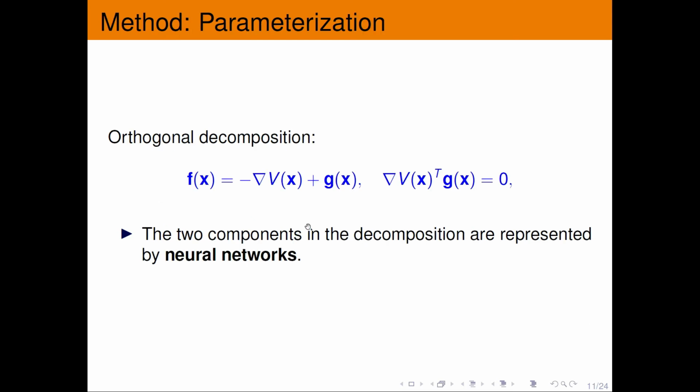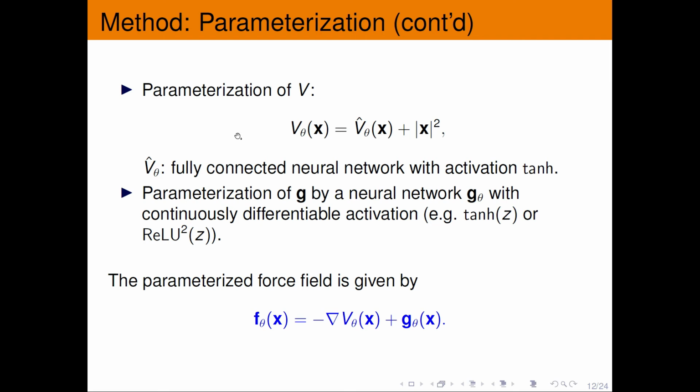Since we aim at solving high-dimensional problems, we represent the 2 components in the decomposition by neural networks. We parameterize the function V by the sum of a neural network and a quadratic function. Here the quadratic function is added to ensure the stability of the dynamics, and the rotational component G is parameterized by a neural network G_theta. Therefore, the force field is parameterized in this form by the above 2 neural networks. It can be shown that the dynamics with this parameterized force field is stable.